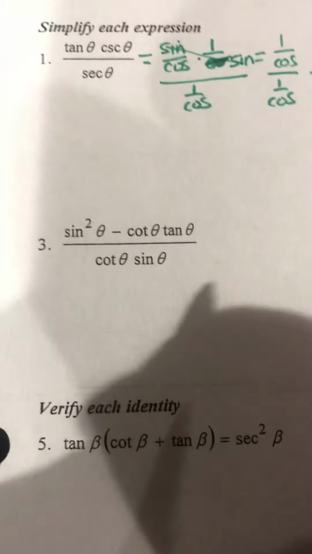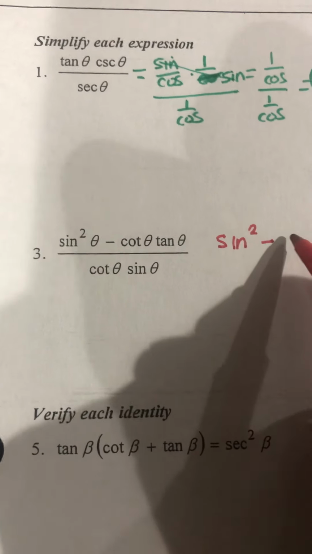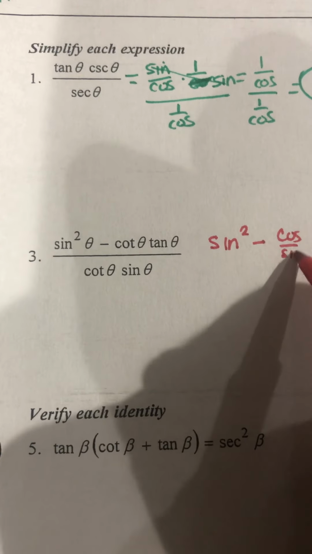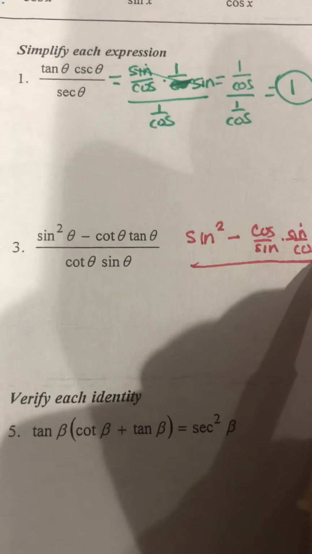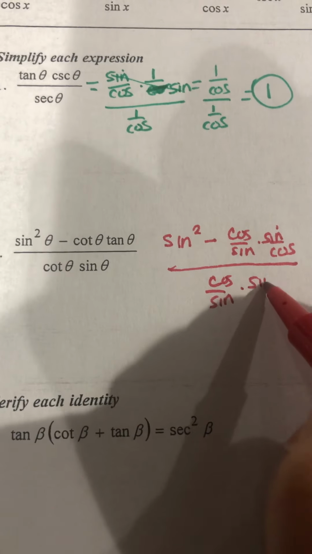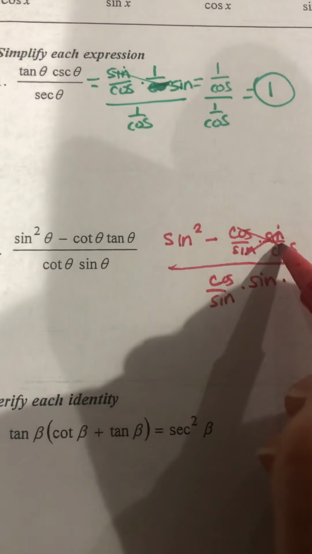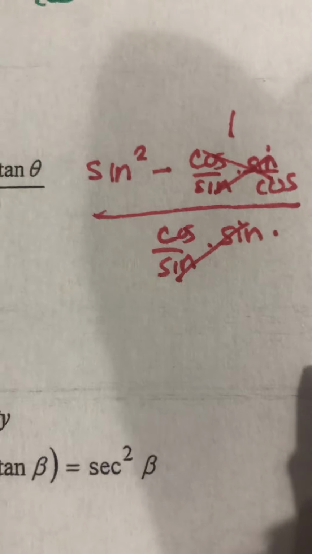Next one here, this is obviously getting a little trickier. Let's see. Sine squared minus cotan is cos over sine, tan is sine over cos. So I believe that that's just going to cancel out. And then here I have cos over sine times sine. Here, these are going to cancel out, and it's just going to be 1. And then here, this is going to cancel out, so I just have cos in the bottom.